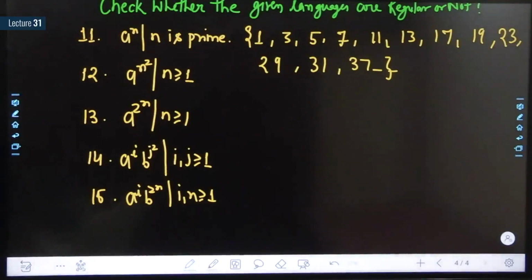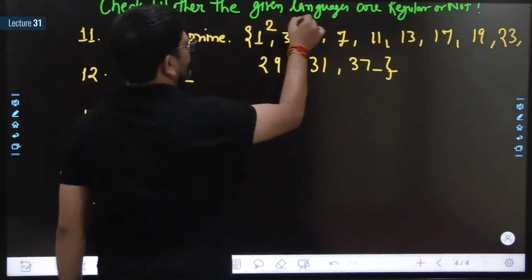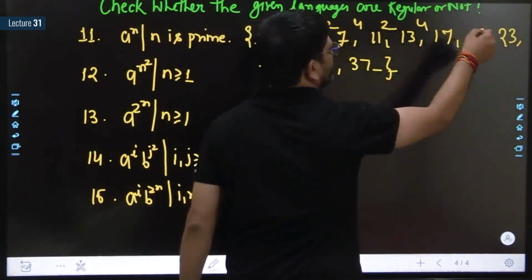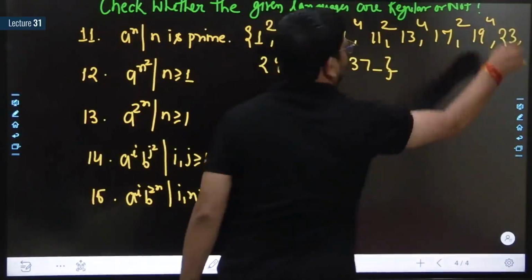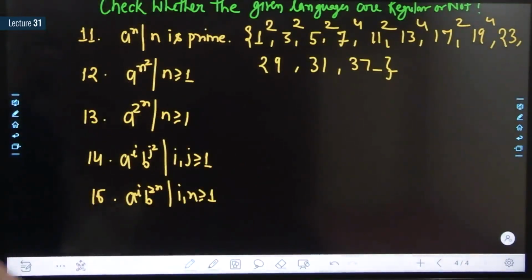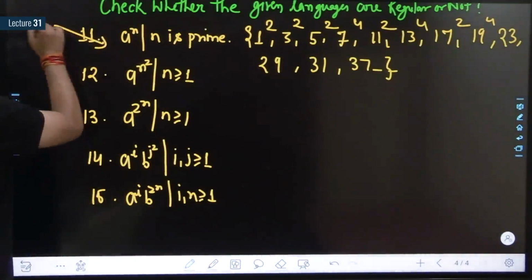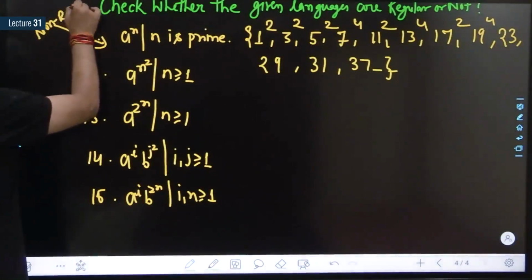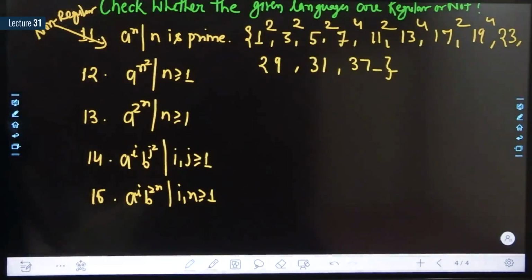There is no common pattern. See, there is a difference of 2, 2, 2, but here 4, again 2, 4, 2, 4. So we cannot make the loop. That's why this language is non-regular. Clear? See, next question.